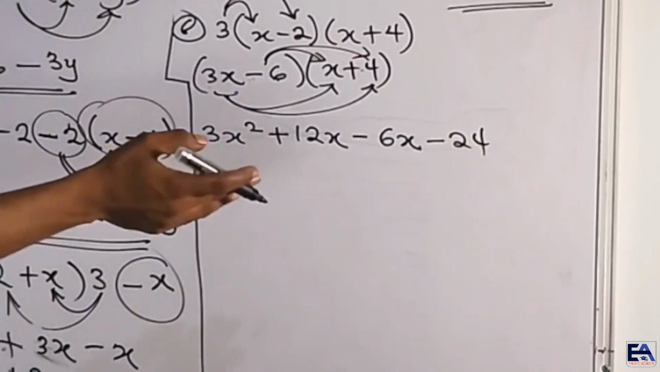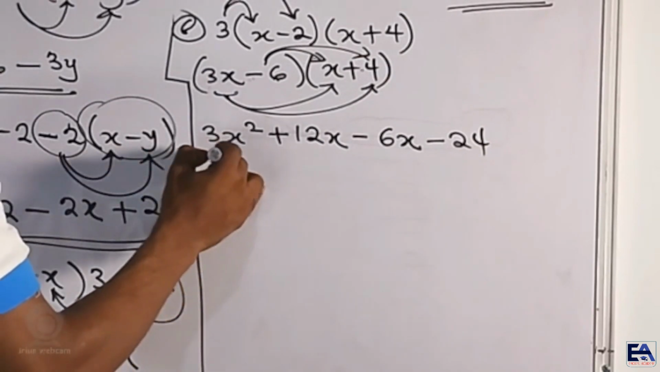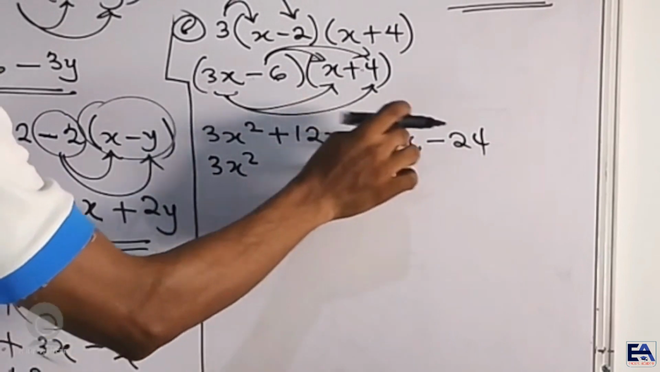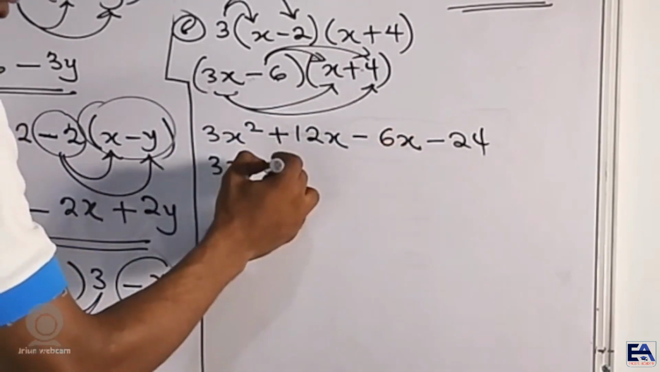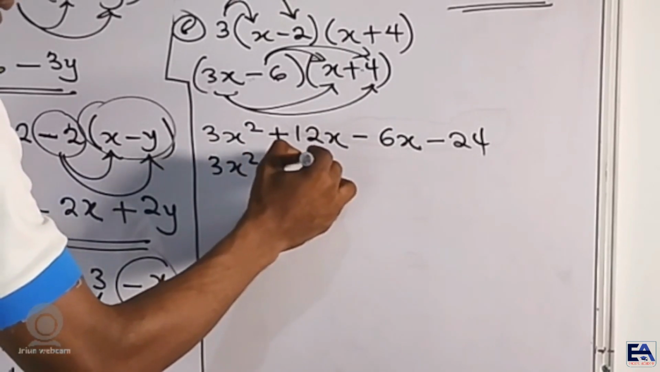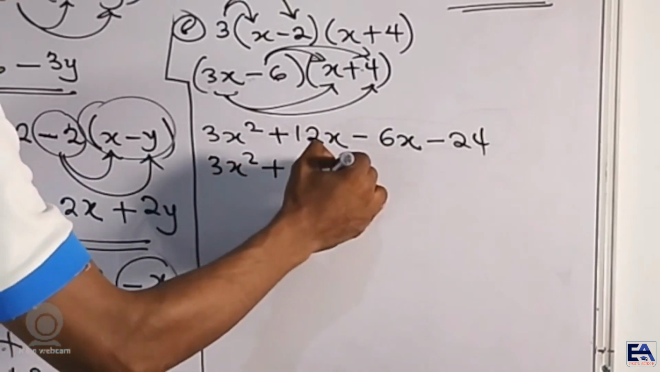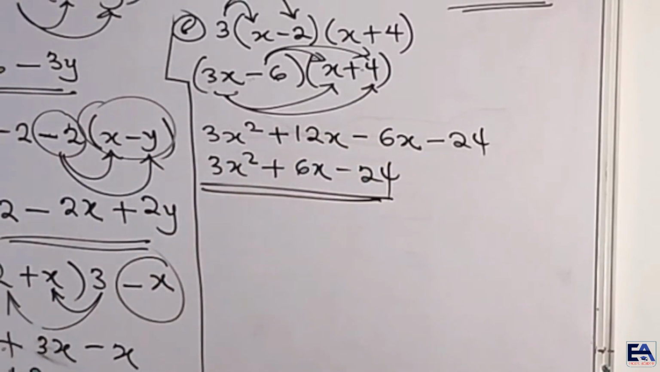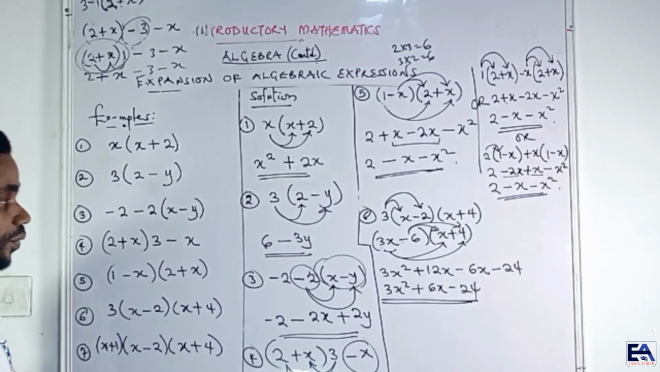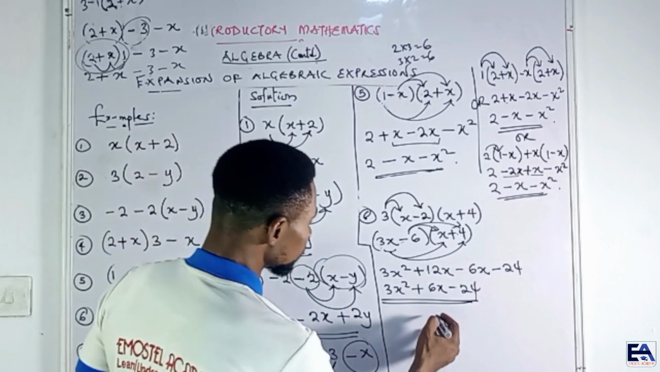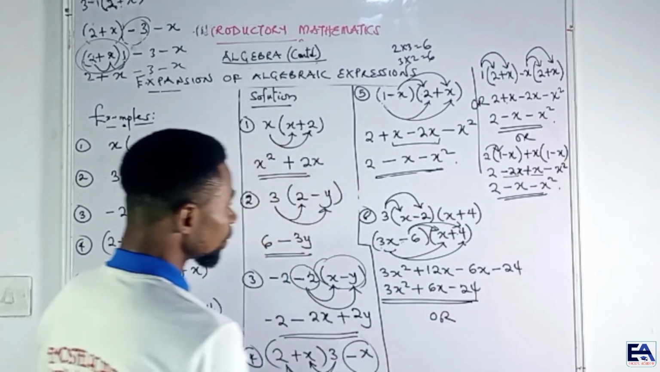Okay? Then we can collect like terms. That is 3x squared. So I am having 12x and owing 6x. So it means if I pay the 6x, I will still be left with 6x, then minus 24. At this point, I cannot do any addition or subtraction again. So you see that? Now, I can also decide to solve it another way around.